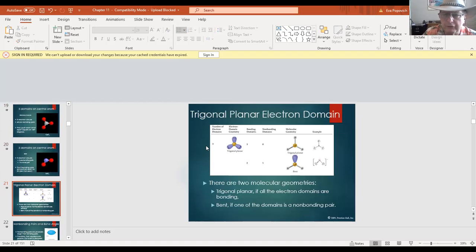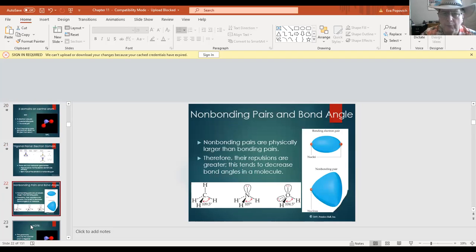So to summarize this, if I have three domains around the center atom, none are lone pair, I'm going to have trigonal planar. If I have three things around the center atom, two are bonding, one is a lone pair, then I'm going to be bent. Remember, lone pairs occupy more space than bondings do. If they occupy more space, then they push down more. So if they're pushing down more, this is going to decrease the bond angle.